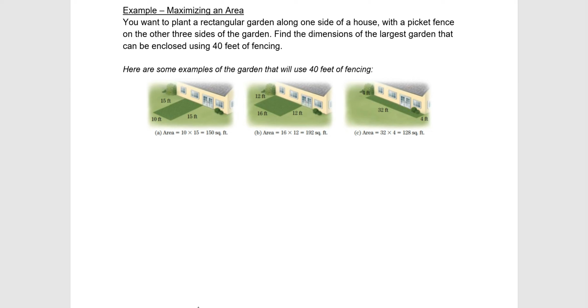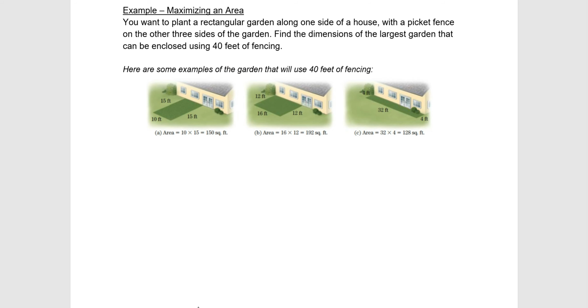So we have 40 feet of fencing. We're trying to create a rectangular garden, but we don't have all four sides for fencing. We're using the house for one of the sides for the garden. So you can see these examples right here are some examples of the garden that's going to use 40 feet of fencing. And you can see that the house is one of those sides.